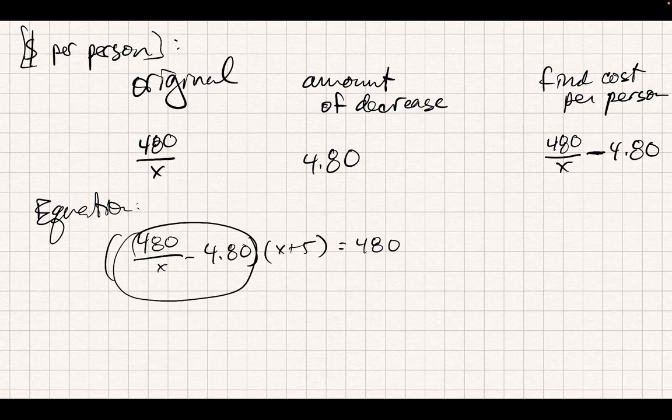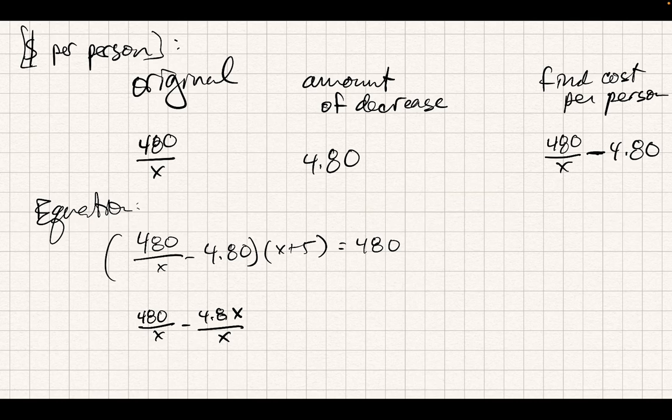How do I combine these two? What do I need to combine them? Common denominator. What's my common denominator going to be? X. So what do I need 480 to look like? 480 over x minus 4.8x. Right. I'm going to drop the 0 because I don't really need it, and I'm going to multiply top and bottom by x.